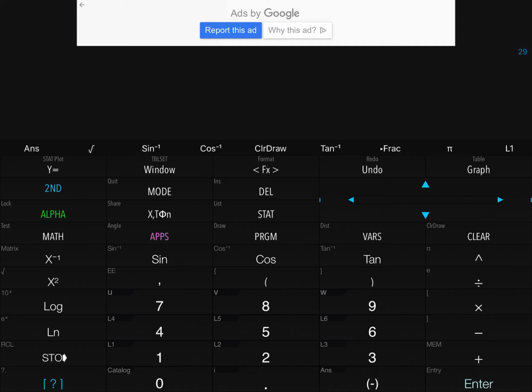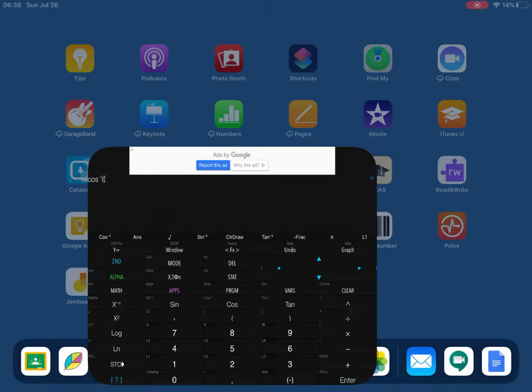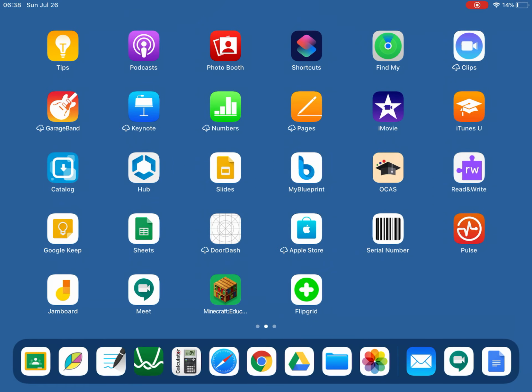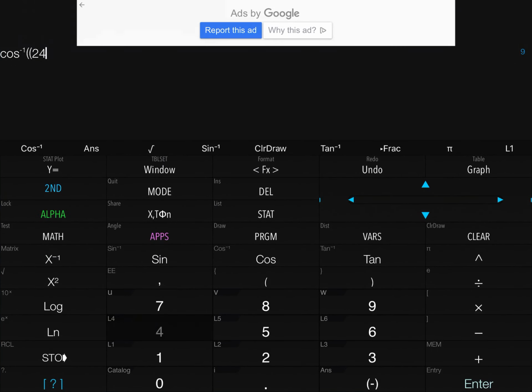And we have inverse cos, so second cos. And then I'm going to open, like, one set of brackets is open, so I'm going to open another one where I want to keep my denominator in. So just to make sure, it's 24 plus 34 minus 30. Okay, so here we go, 24 squared plus 34 squared minus 30 squared. So that would be my numerator, and I'll keep my numerator in brackets. So I just close the bracket of the numerator.